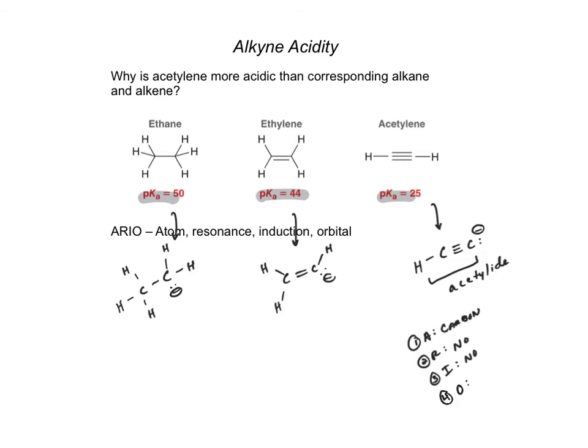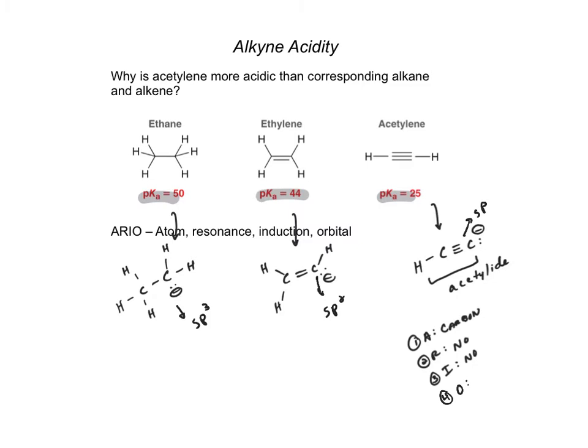Orbitals, right? Again, what are we looking at? What type of orbital is the negative charge on the acetylide ion? SP. SP hybrid orbitals, right? So this is SP, this guy is SP2, and this guy is SP3. Which one is going to be more stable? SP.